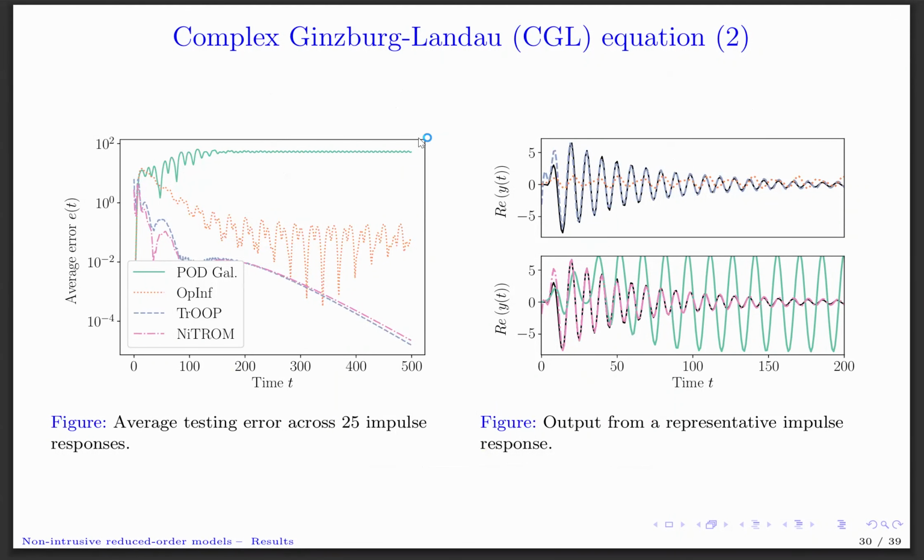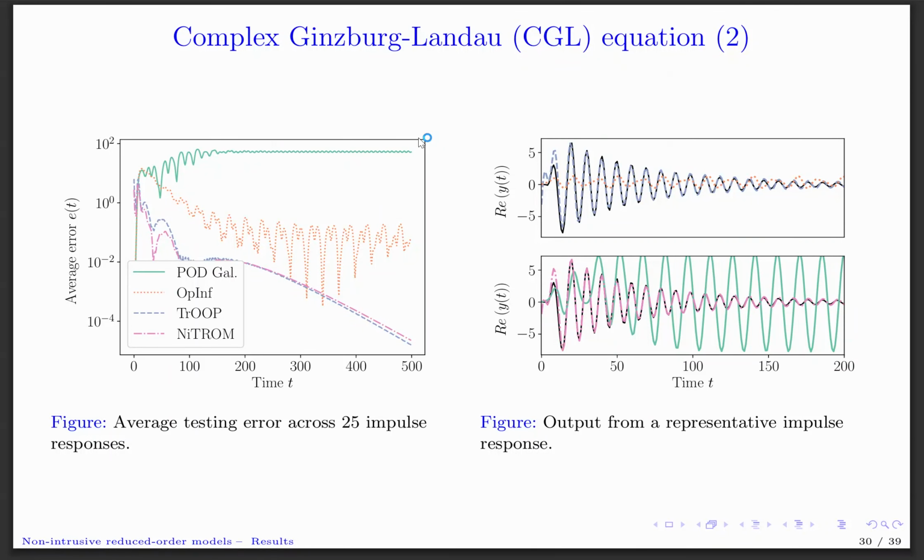So this is the average testing error across 25 testing impulse responses. So we have Petrov-Galerkin. It's just not doing great. Operator Inference also not doing fantastically. But then we have TRUP and NiTROM. So this NiTROM is the formulation I just described, non-intrusive trajectory-based optimization of reduced order models. So you see that both TRUP and NiTROM that are based on oblique projections are doing much better.